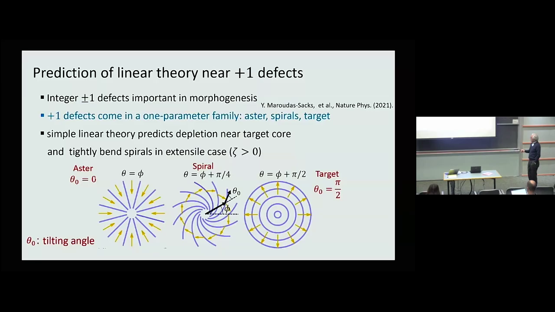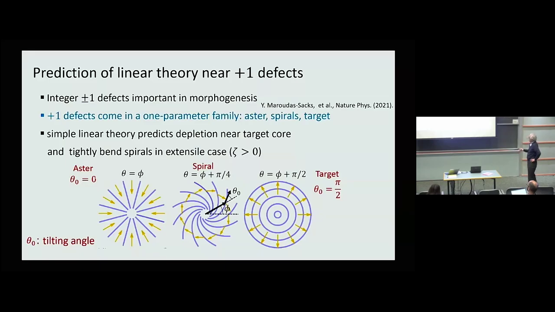By changing theta 0 from 0 to pi/2, we can realize the counterclockwise spiral and then the target pattern. If we go further, we can define the clockwise spiral, then again the aster pattern. For this kind of pattern, if we believe the linear active force relations, the force is predicted like this.